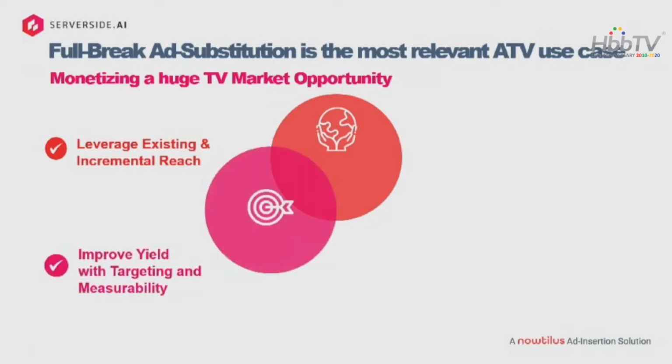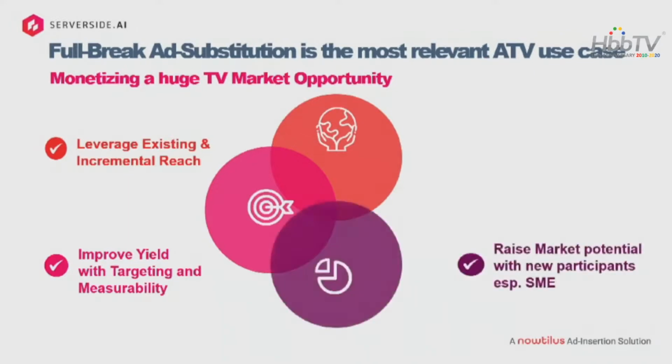It's about improving yield with targeting. Household data, geolocation, and contextual data create a higher value of the inventory, which leads to premium CPMs and so improves yield. Besides, digital metrics like frequency capping, pacing, and measurability provide transparency and trust in the ad supply chain.